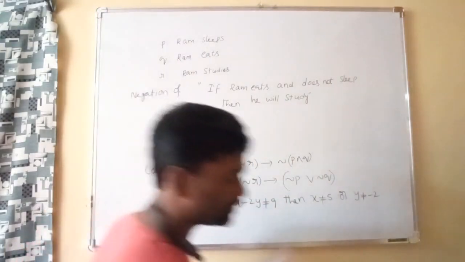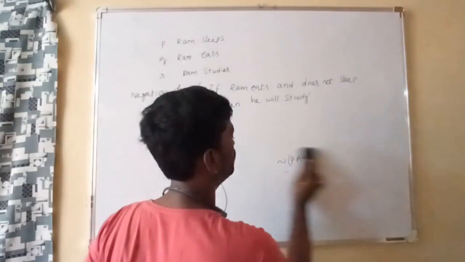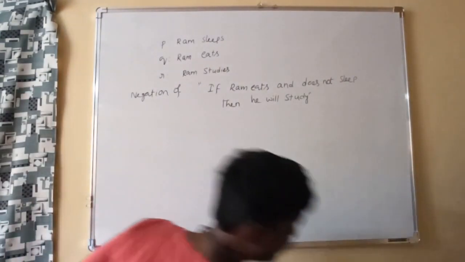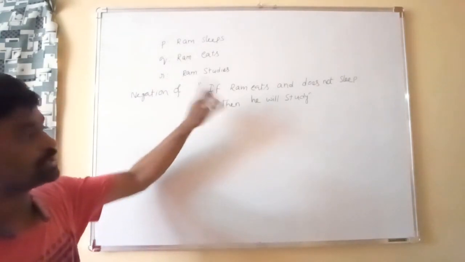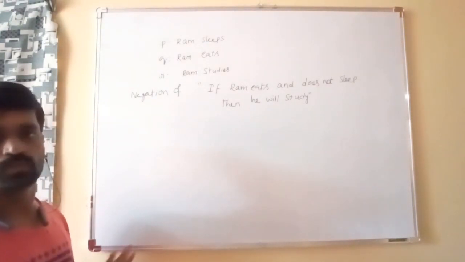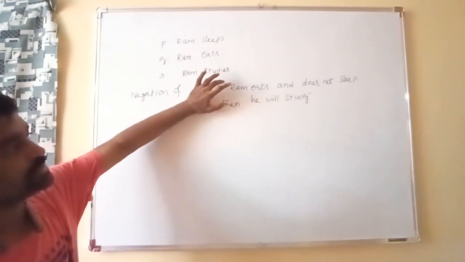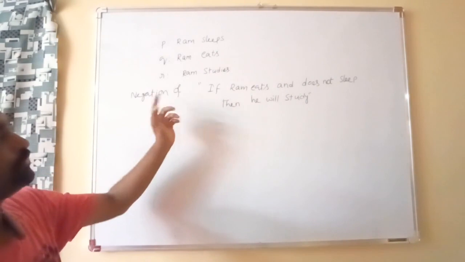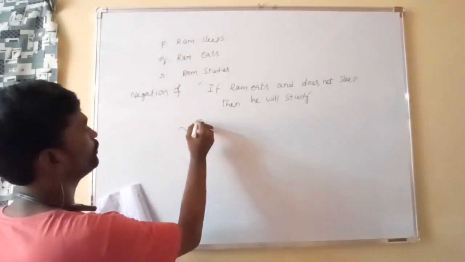Then how to denote this in symbol form? They are not asking verbal form, they are asking only symbol form. And don't forget, here we have to find the negation of this statement in symbol form, not verbal form. So first you represent this in symbol form, then after that you find the negation.